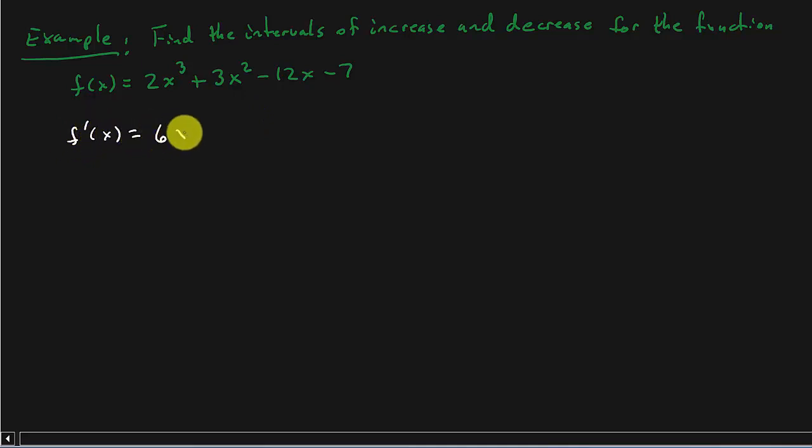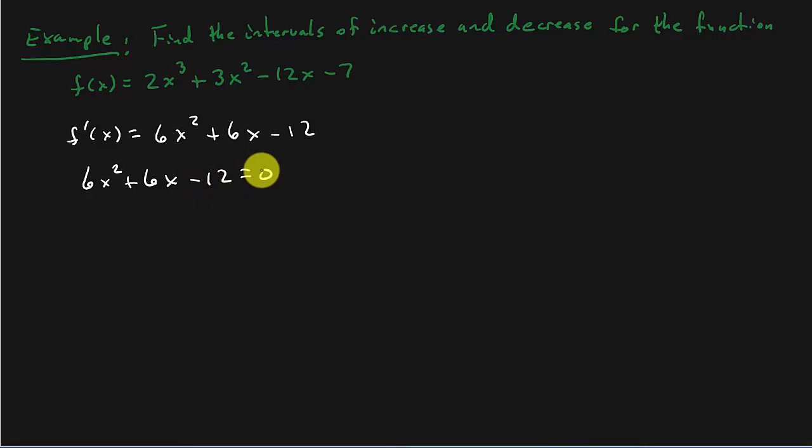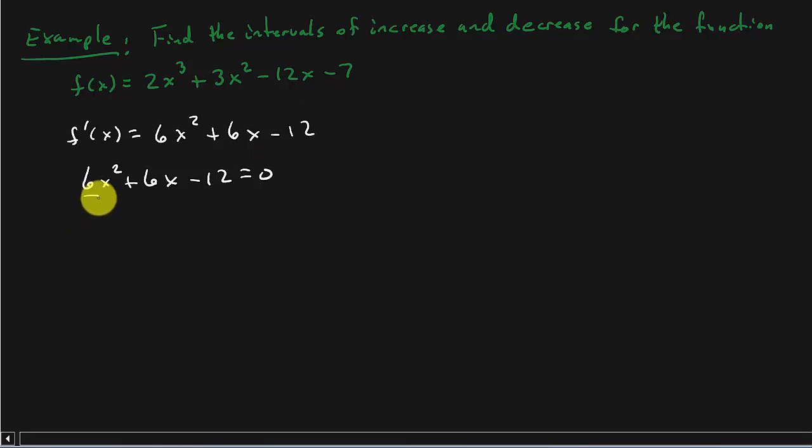So that's going to be 6x squared plus 6x minus 12. And then what we do is we set this equal to 0. So we've got 6x squared plus 6x minus 12 equals 0. And of course, we want to make this easy to solve, to factor. So notice we can divide everything by 6. And so we get x squared plus x minus 2 equals 0.